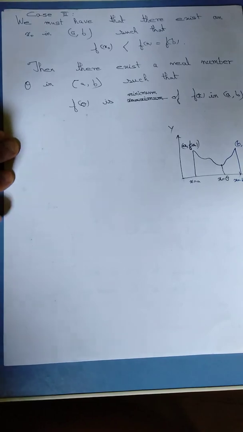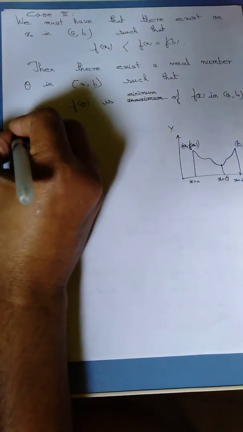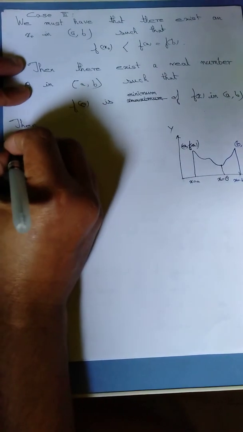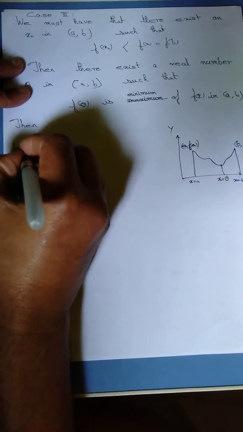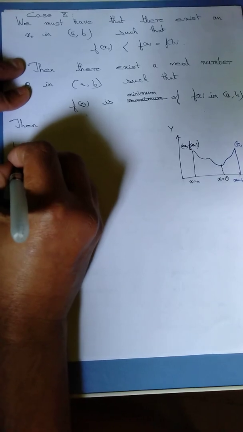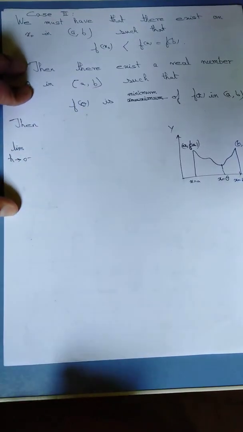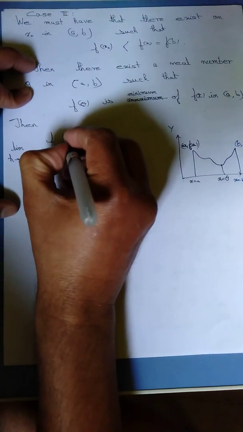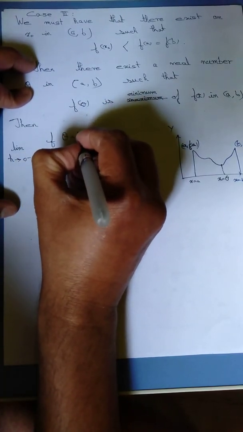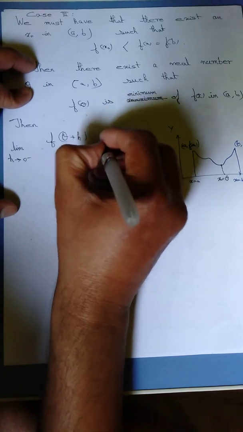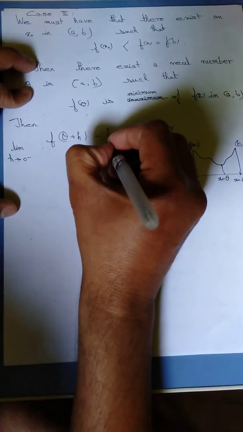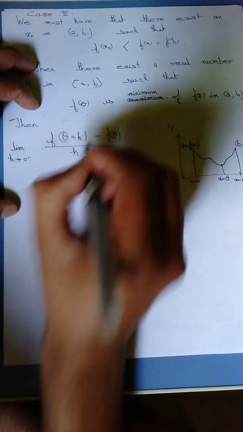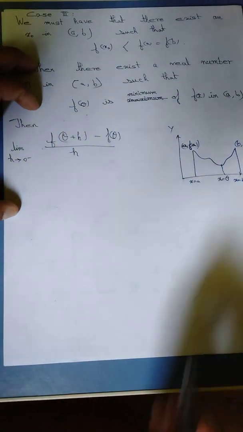Once again, let's compute the limit. Then limit h tends to 0 minus, [f(theta + h) - f(theta)] by h. What can you say about this?